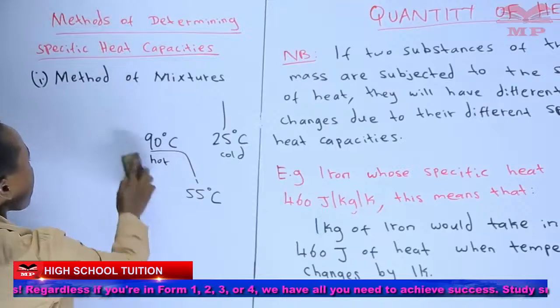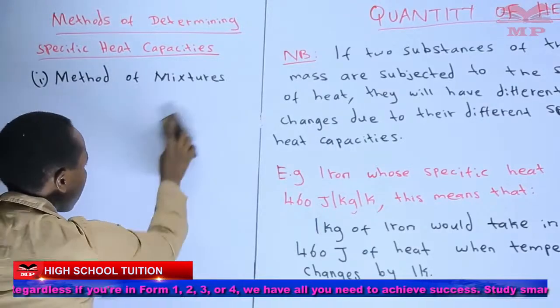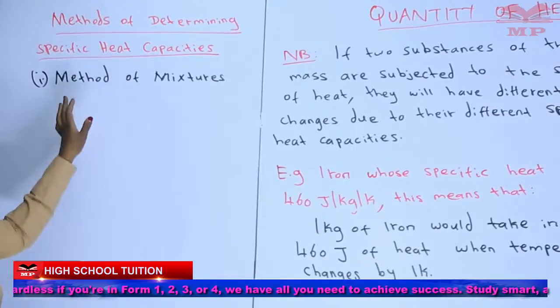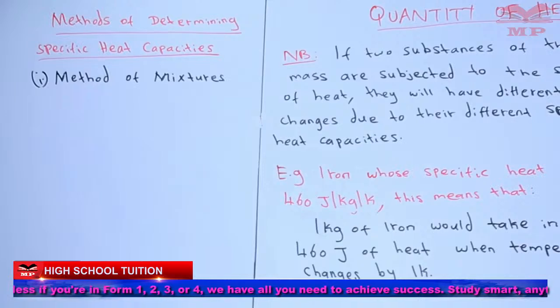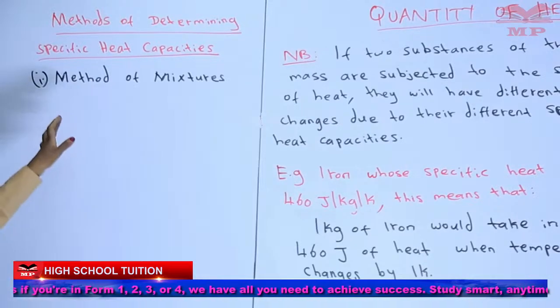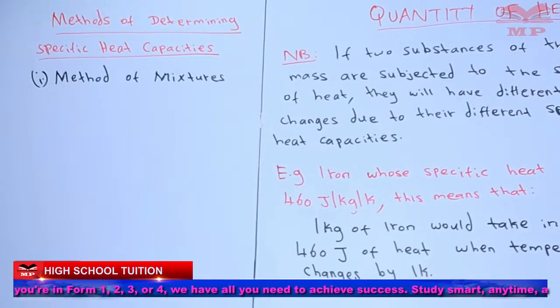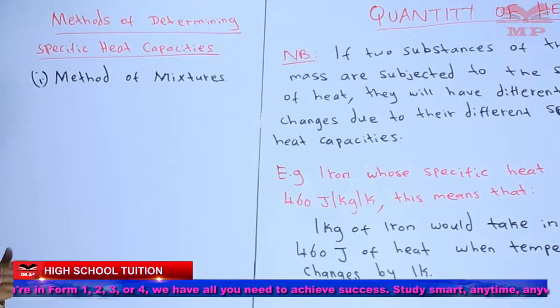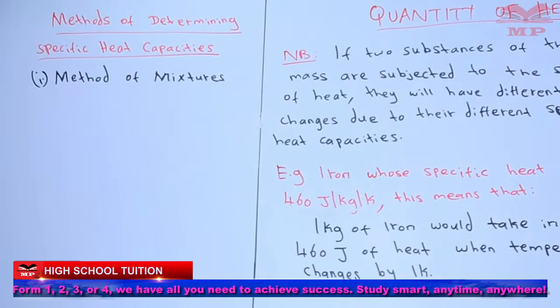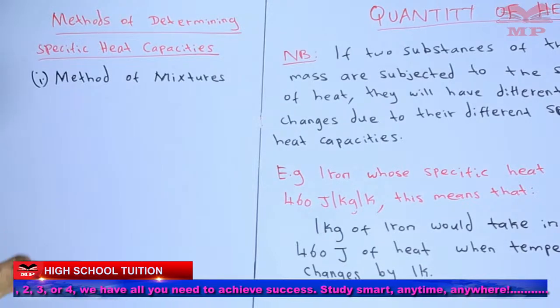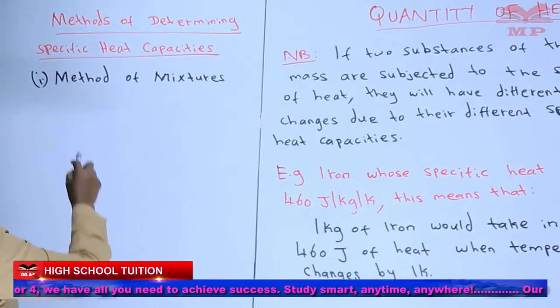So we can explain the following before we go to that experiment on determination of the specific heat capacity using the method of mixtures. When we mix a relatively hot substance with a relatively cold substance, energy will be transferred from the hot body to the cold one until thermal equilibrium is established.